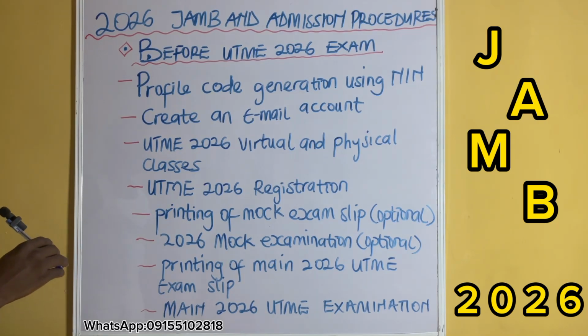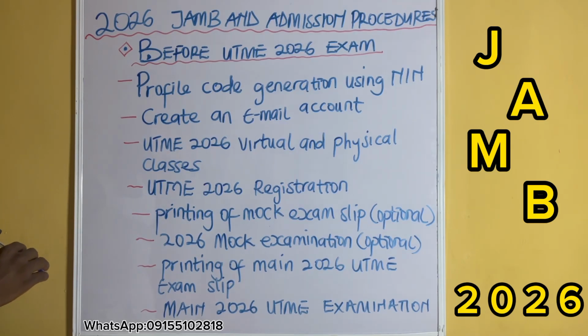And the next thing after the mock is the printing of the main 2026 UTME exam slip. This one is compulsory for everybody. For those of you that registered for JAMB, you must print your exam slip. This one is free. You have access to printing your main 2026 UTME exam slip a week to the main exam. Like I said earlier, the main JAMB exam for 2026 will start in April. So you are going to print your main 2026 UTME exam slip a week before the commencement of the exam, and it's free.